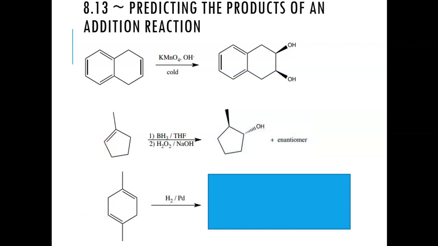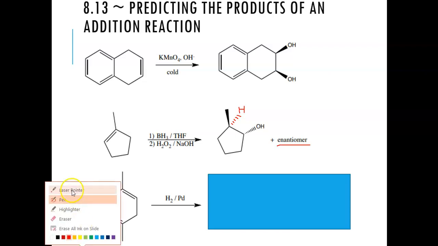So here is our final product, and I'm going to draw in that missing hydrogen right here. So our hydrogen would be on a dash right there. And it does say plus an enantiomer, so we would get our other structure where the hydrogen and alcohol would be on wedges and that methyl would be on a dash.